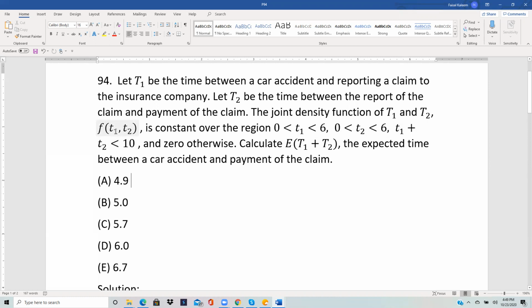So whenever a joint distribution is constant over a region, it's basically f of T1, T2 is equal to 1 divided by the area of the region, or the reciprocal of the area. So just like a uniform distribution is the reciprocal of the interval length. And the thing about a uniform distribution is that it's constant. And similarly, if we have a constant distribution in two variables, it's the reciprocal of the area of the region.